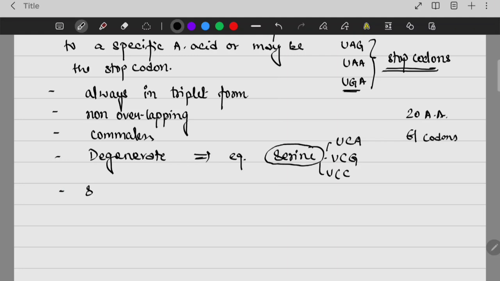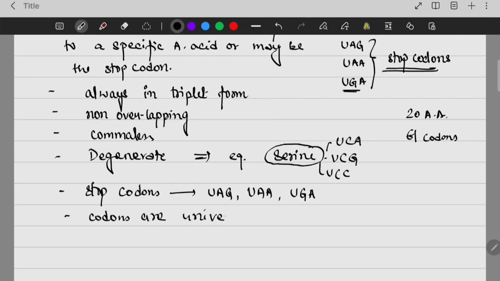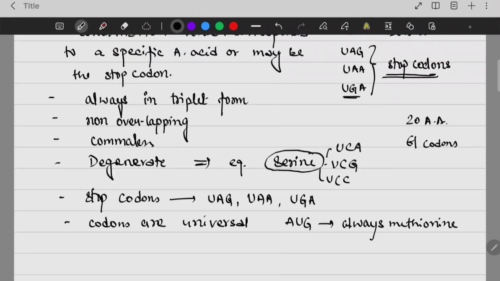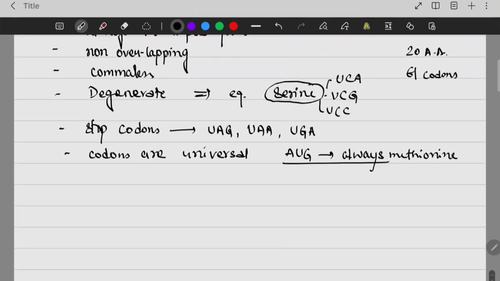Now there are 3 stop codons present. That are UAG, UAA, and UGA. Now the codons are universal. It means in every organism, AUG will always be methionine. Always methionine. Okay, and AUG is always the start or initiation codon for any protein formation. Always methionine, and it is the start codon. Okay.